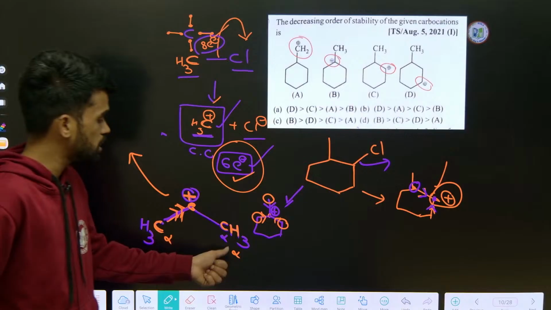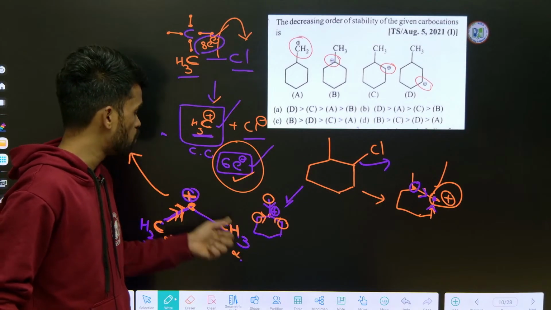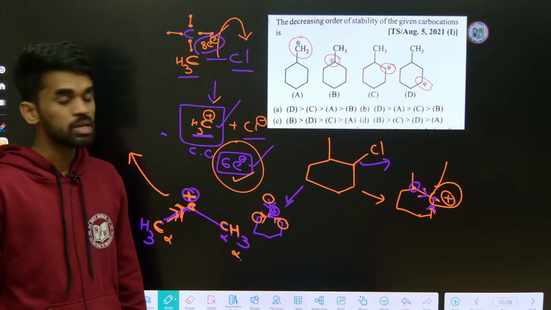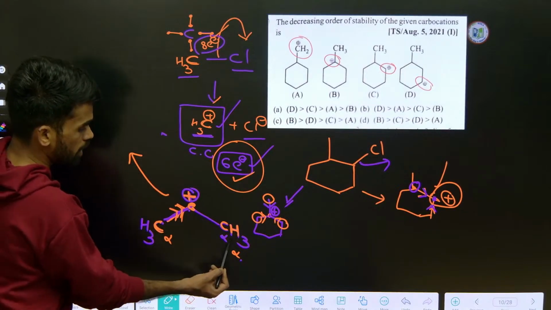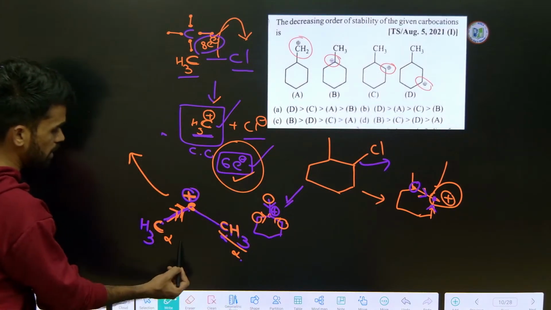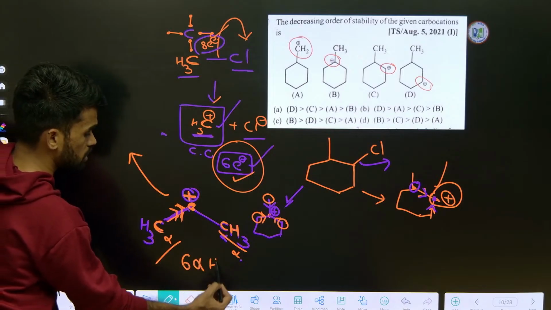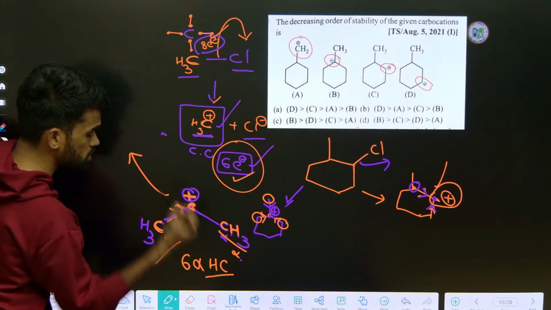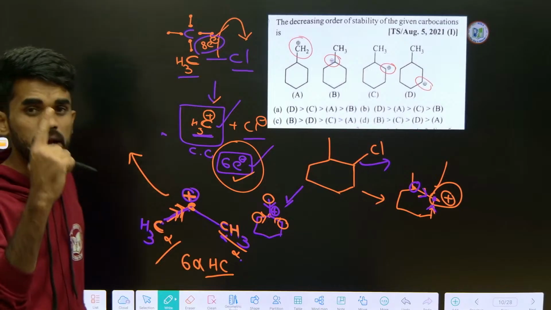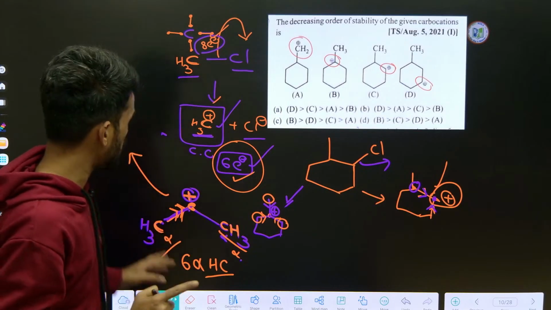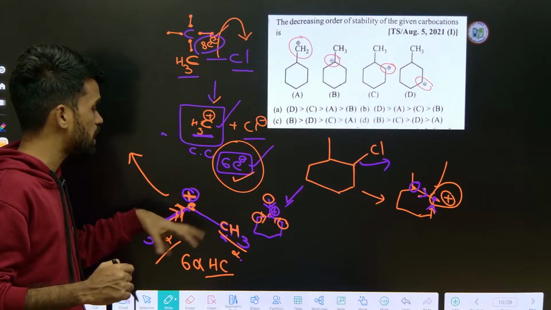The more the number of alpha hydrogens, the more is the stability of this carbocation. Now look here, how many alpha hydrogens are there? This side 3 and this side also 3. Therefore a total of 6 alpha hydrogens are there. Each alpha hydrogen stabilizes one time, so like that 6 times this carbocation is stabilized.